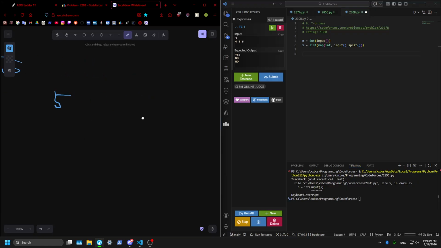Okay, let's take a look at case 6 first. 1, 6. 6 divided by 2 is 3. 3 divided by 2 is 1.5. Ceil it, so it's 2. I guess we ceil it, so it's 2.5, so it's 3.